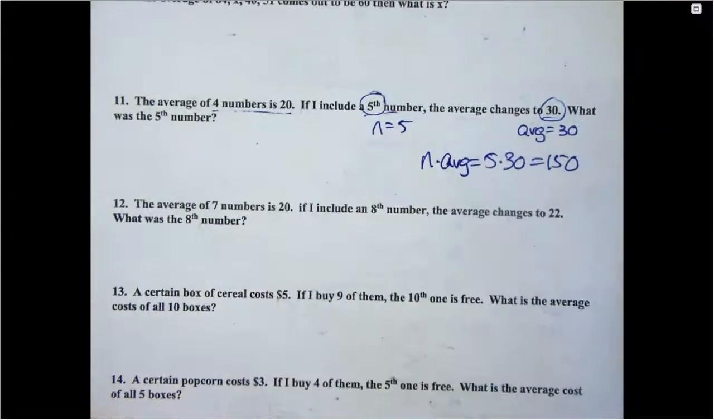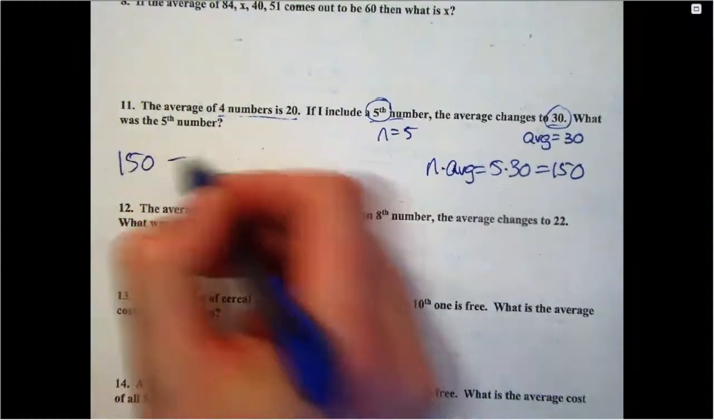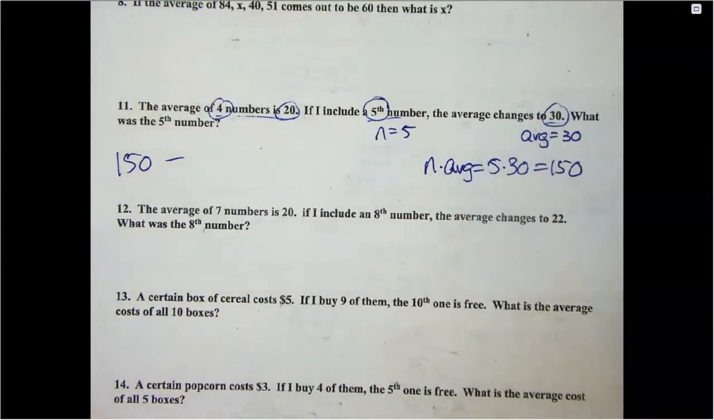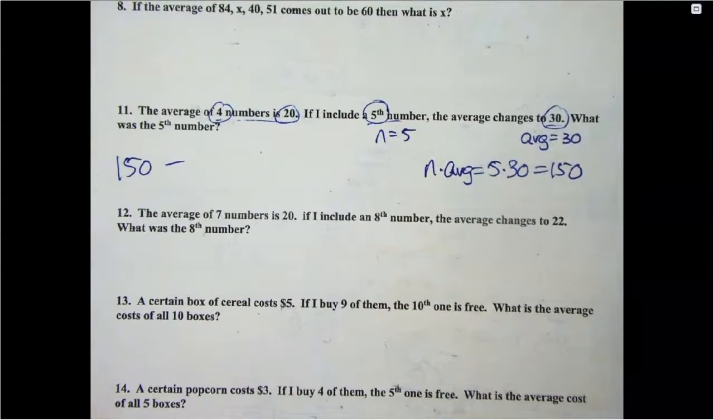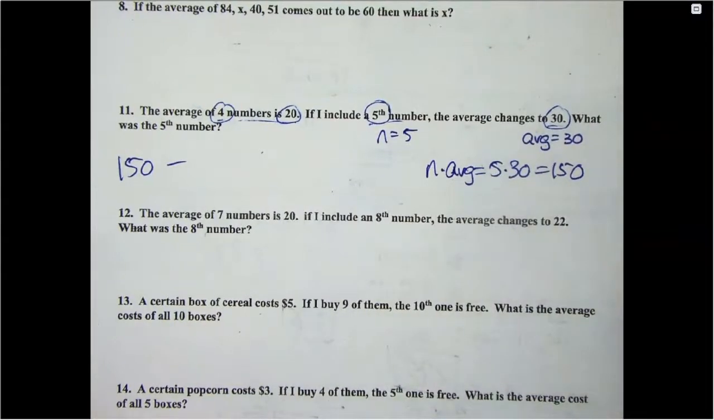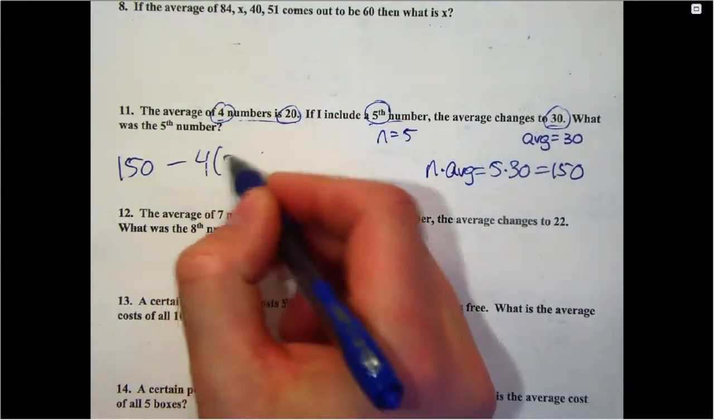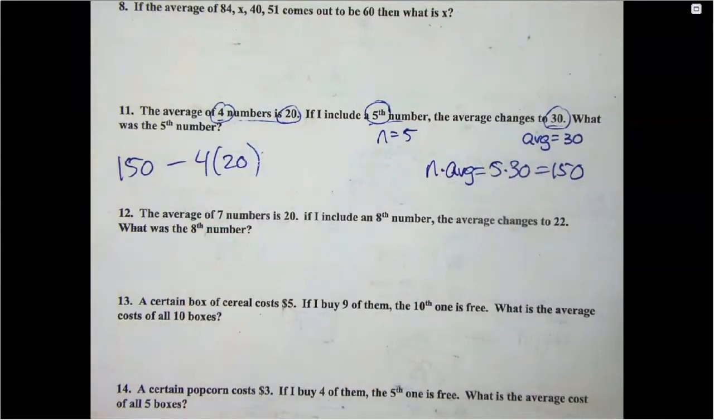Then I've got to subtract out what I know. Well, if the average of the first 4 numbers is 20, I can just pretend they're all 20. What's the average of 20, 20, 20, 20? It's 20, right? So I'm just going to subtract 4 times 20. And then that gives me 70.